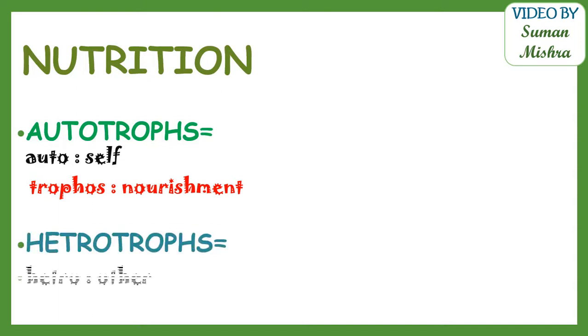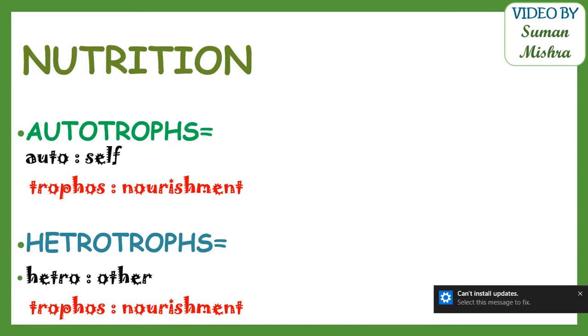And next one is heterotrophs. Hetero means other and tropos means nourishment. That means when we have to be dependent on some other source for getting our nutrition is called heterotrophs, and all the human beings and animals are heterotrophs. Okay, so let us see this with the help of example.